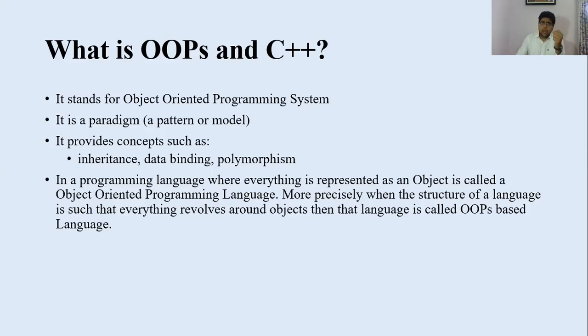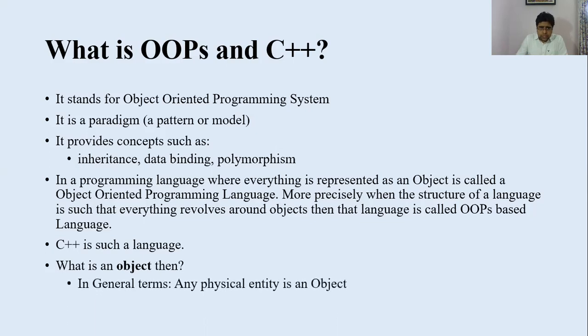So I think so far we are getting a feeling of what an object is, because everything is revolving around objects. C++ is such a language which revolves around objects, and it provides the libraries and functions for objects. So what is an object then? This should be the question. In general terms, any physical entity is an object, but in programming, what is an object?